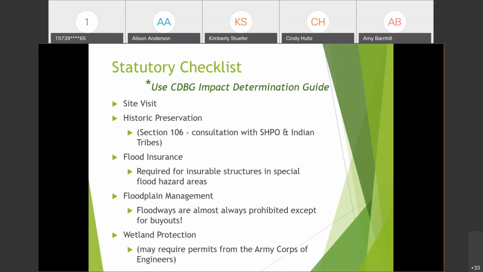And then if the tribe or the SHPO has a concern, there are additional steps that would have to be completed, such as they may request a cultural resource survey. And if they do that, you should include that in your ER record. You may have a memorandum of agreement or other stipulations to a project site that the tribe or SHPO has put in place. And so it's just important to keep all this documentation in your file.